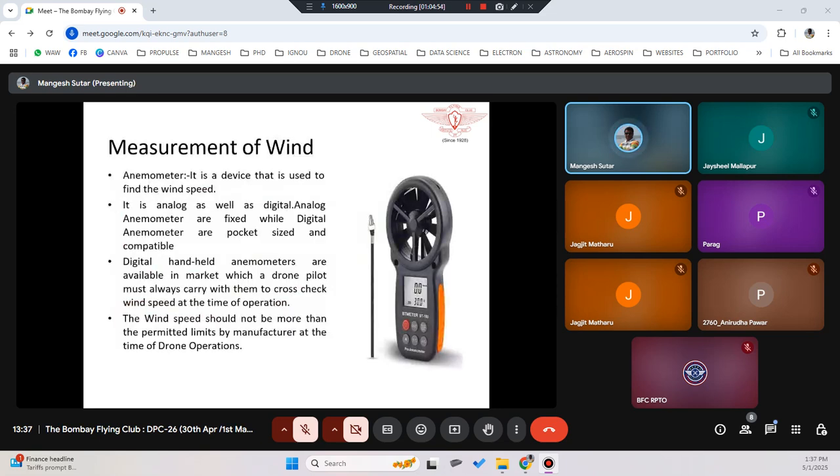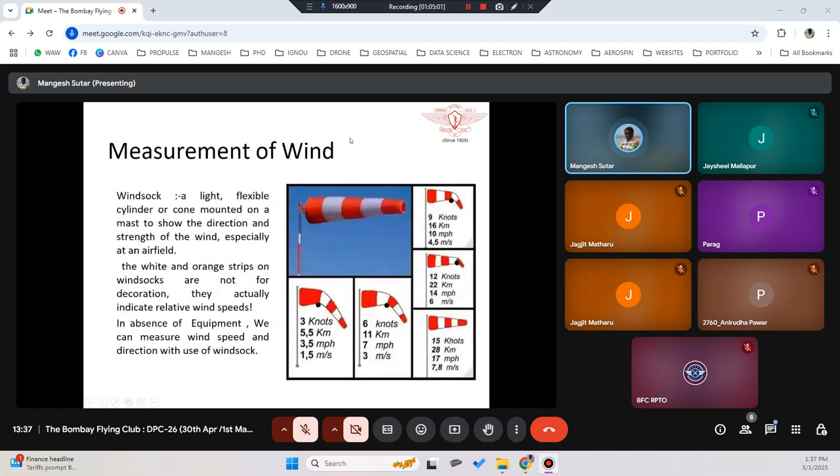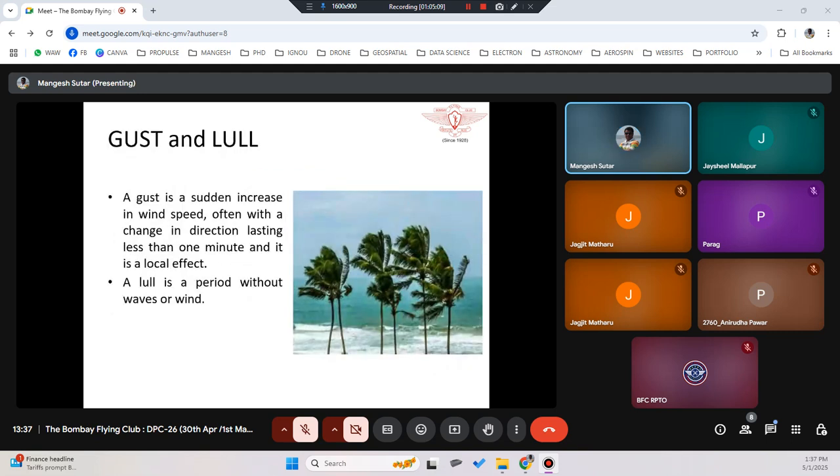Okay, measurement of wind can be done through an anemometer. It could be analog or digital also. You can use a windsock also. This windsock is most of the time available at the airport or even at the flying locations. So gust is a sudden increase in wind speed, change in direction, lasting less than 1 minute, with a local effect. Lull is the period after the gust.